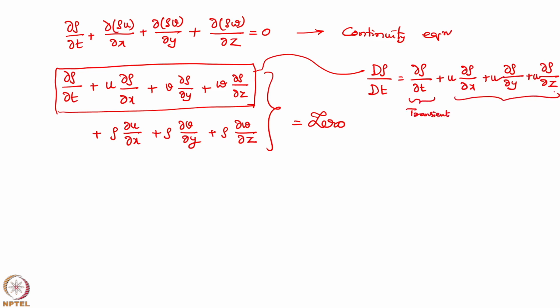this is the variation because of convection, because the fluid particle is moving with a velocity u, that will cause the density variation with the space at different locations. So, this is called the total derivative of density.